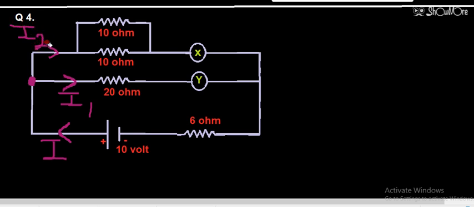Then from this point onward, the current is again divided into two parts. This current I2, let's name it as I3. It is I3, and this is I4. So now you can easily guess which resistances are in series and which are in parallel.